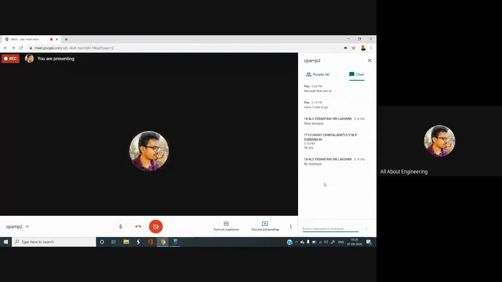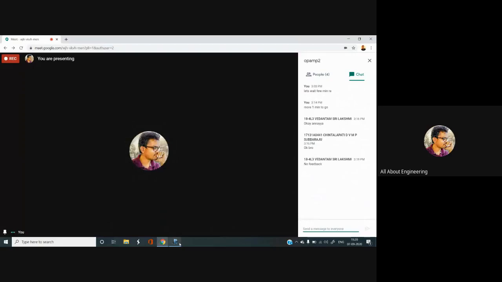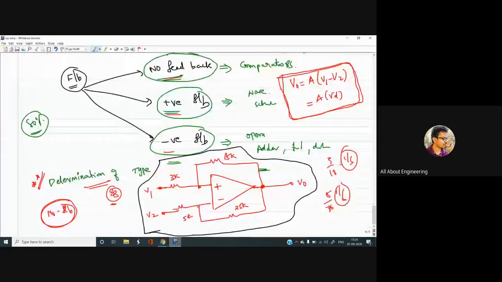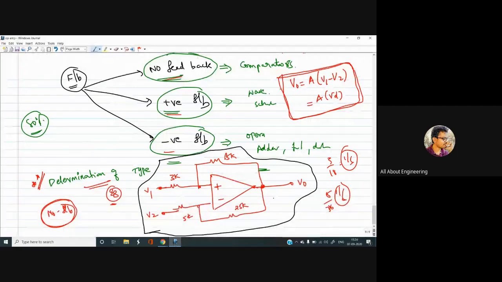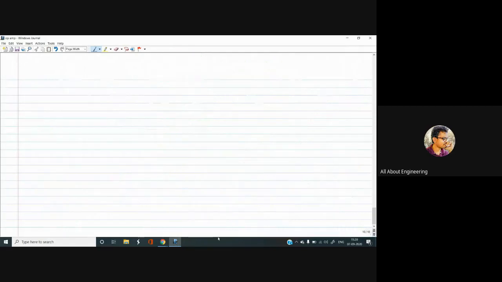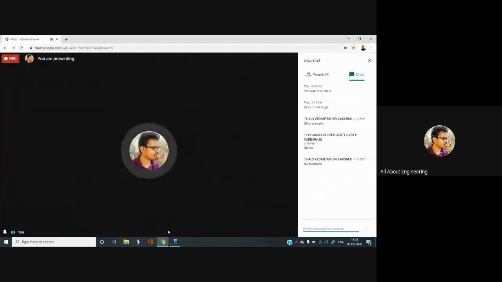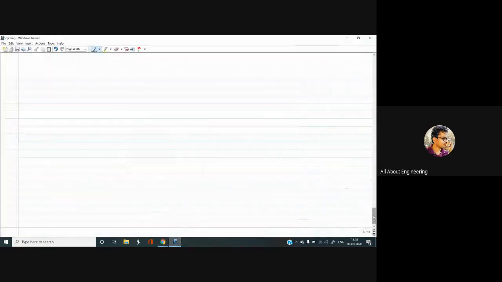No feedback. Okay. Many think that there is some feedback, either positive or negative, because there are some passive components connected from the output to the input. So they think that there is some feedback. But to be frank, this circuit contains no feedback. So this is an example of the no feedback case. Only one commented, Sri Lakshmi. Yes, no feedback is correct. But let me explain why it's no feedback.